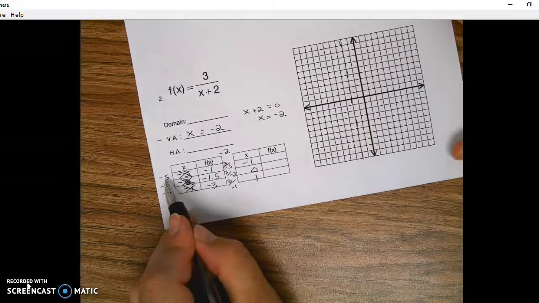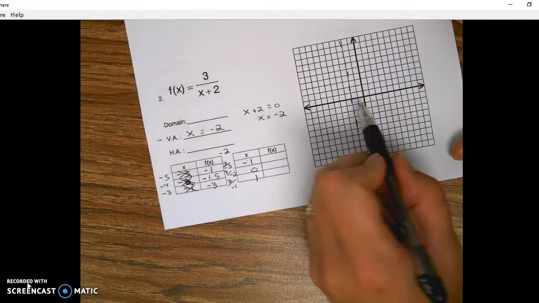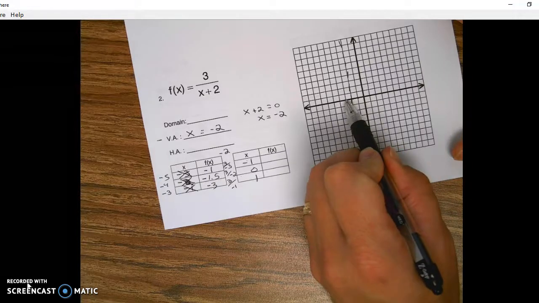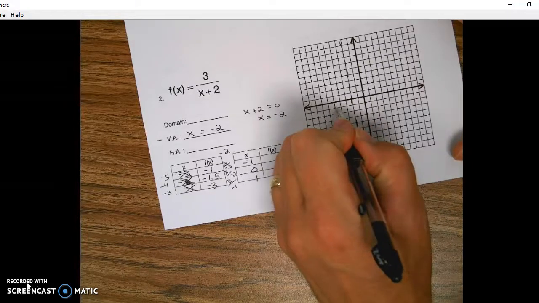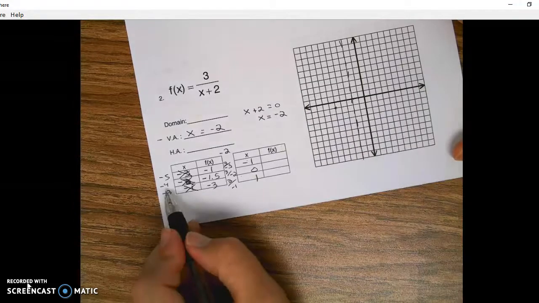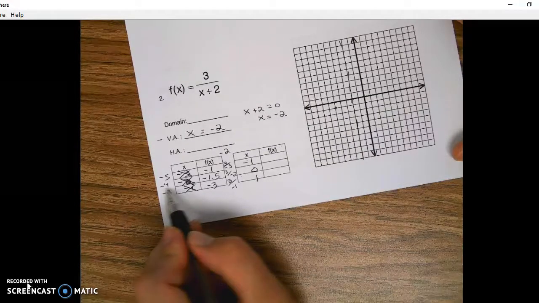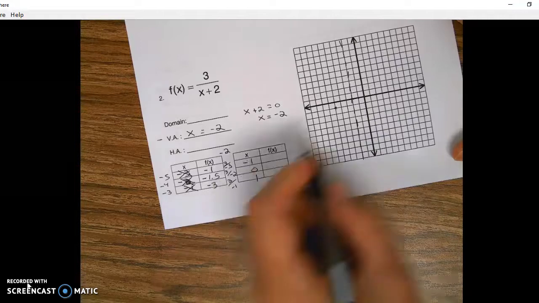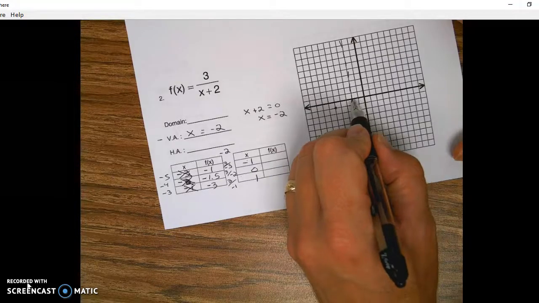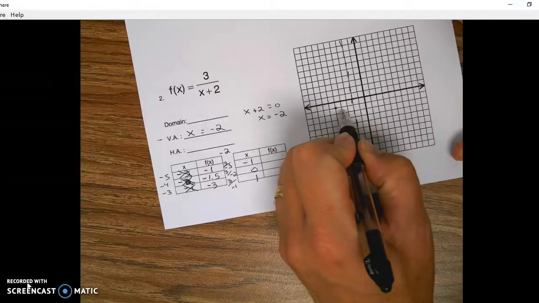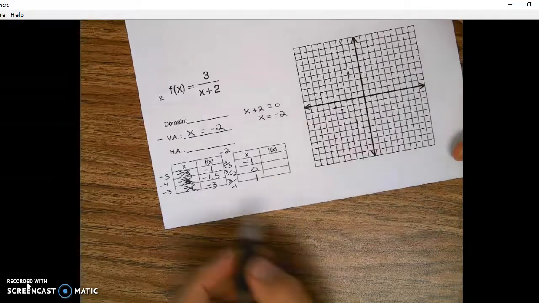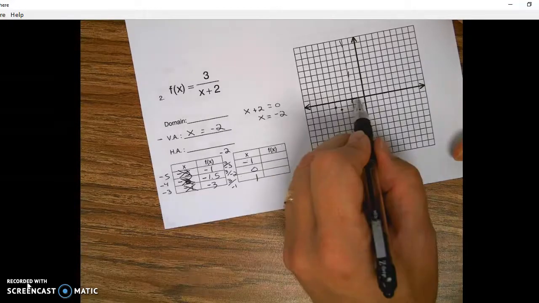So let's graph those points. -5, -1. And -4, -1.5. -3, -3.